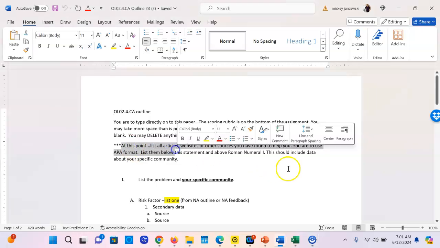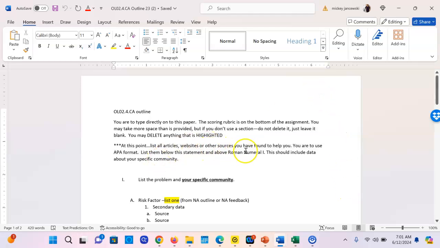So it says right here, at this point, you should list all the articles and web pages that you've used, any sources you've used, using APA format. They get listed before Roman numeral 1. So what you're actually doing is putting a reference list here so that I can look at the references you're using. You can just add to the NA paper references, or you can just put references you've used for this outline. Whatever you cite below this definitely needs to be in this list so that I can look it up.